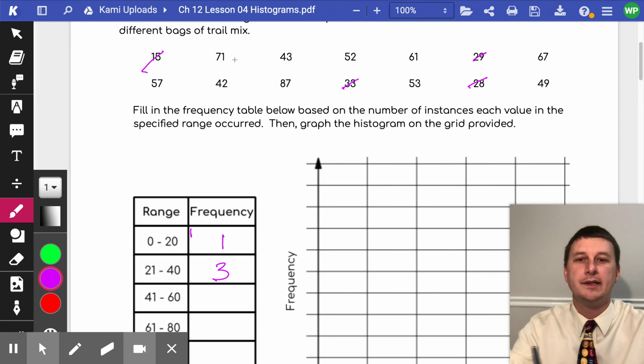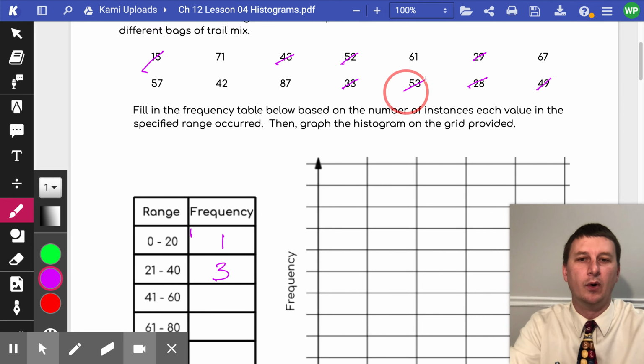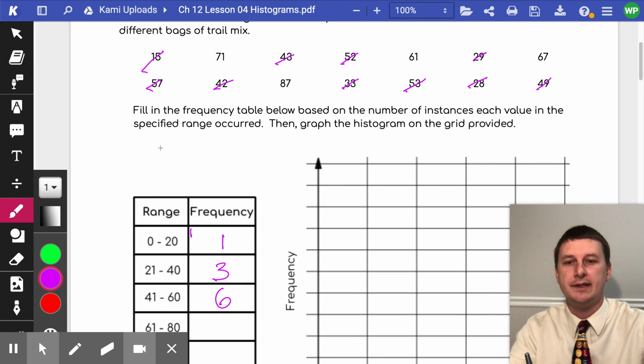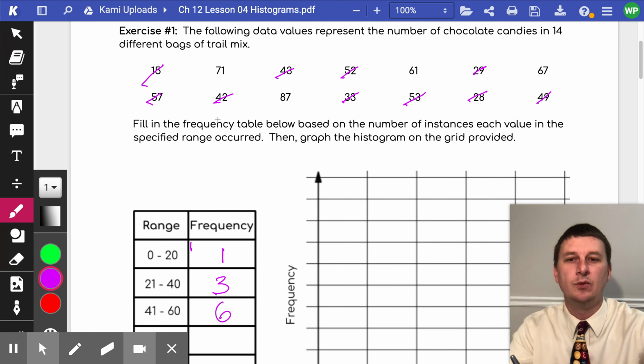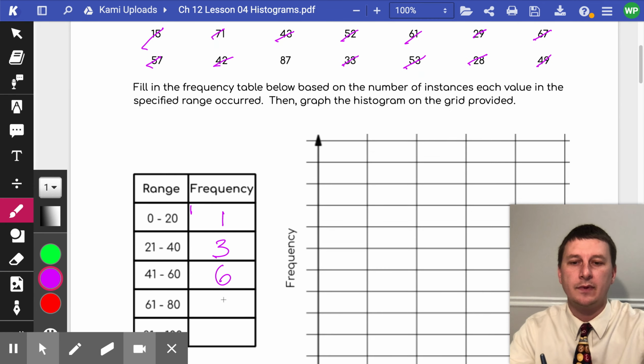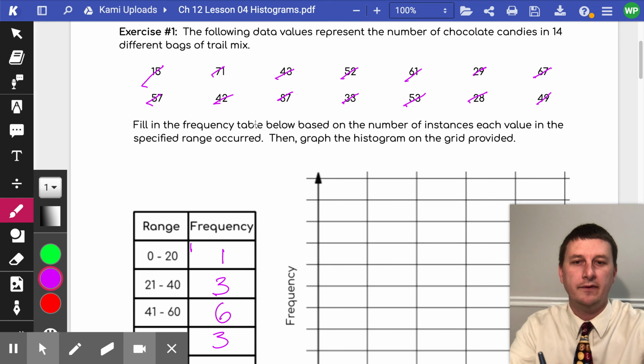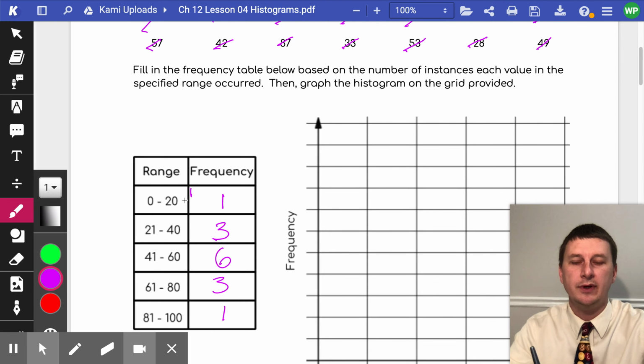And then 41 to 60, we have 1, 2, 3, 4, 5, 6 values. And again, I cross them out as I go just to make sure that I've used all of them by the end and I wasn't missing any. 61 to 80, I have 1, 2, 3, 3 again. And finally, 81 to 100, I just see the 1 value of 87 there. That's between 81 and 100.